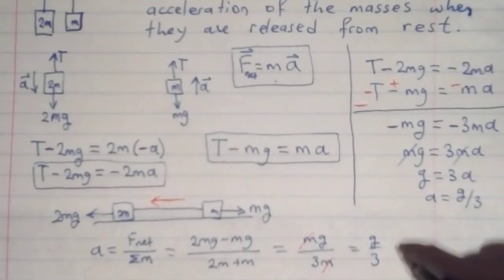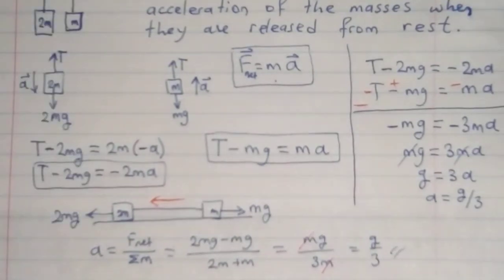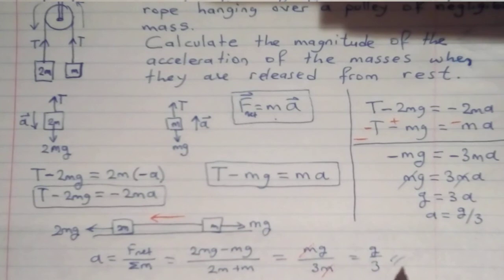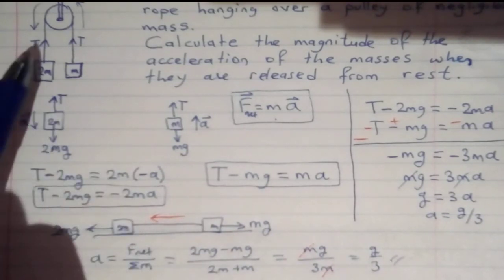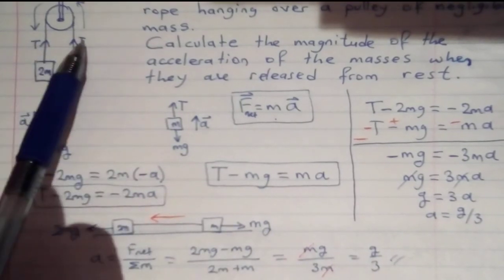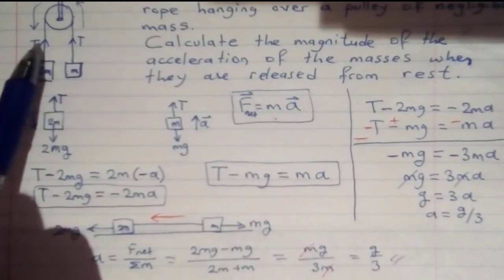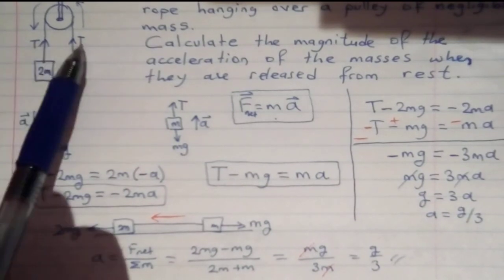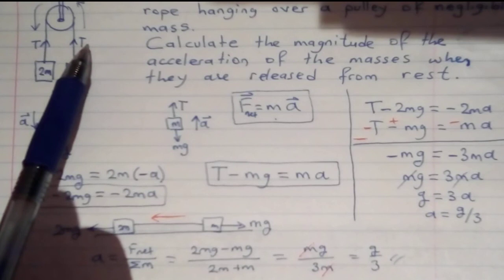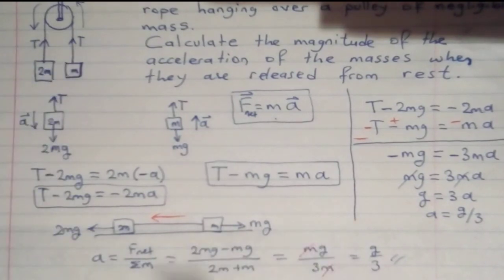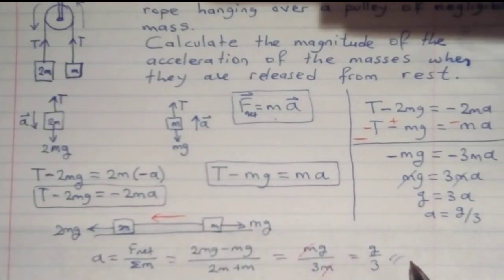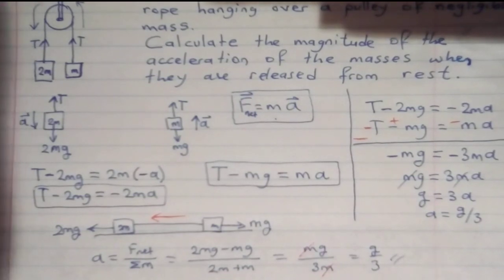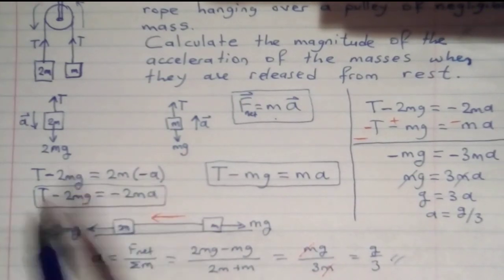We can use this second method if the pulley is frictionless, because there is no difference between the tensions, T and T. So we did not say that this is T1 and this is T2. Because of that, we could actually use this second approach. If the friction is not negligible, then we really have to use the first approach.